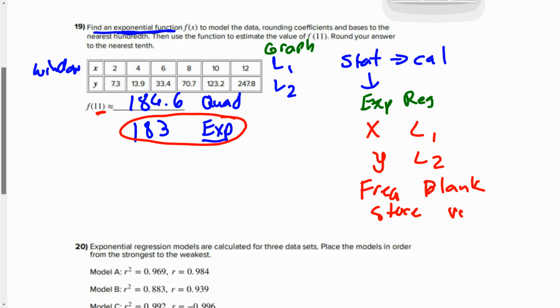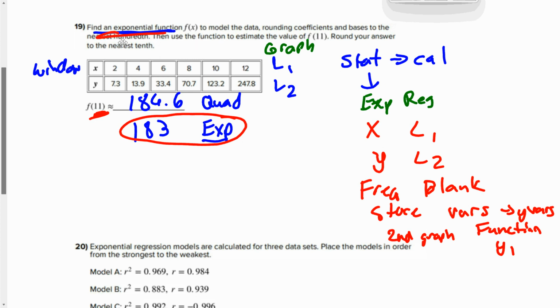There you're going to hit vars, move over to Y vars, and then go down and hit function, hit enter, and then you can type that into your Y1 or Y2 or whatever. Then you can go to second table, and then you can go down to year 11, and see what it is, and that was 183. So that is how you can do that. But yeah, that's supposed to be an exponential function.